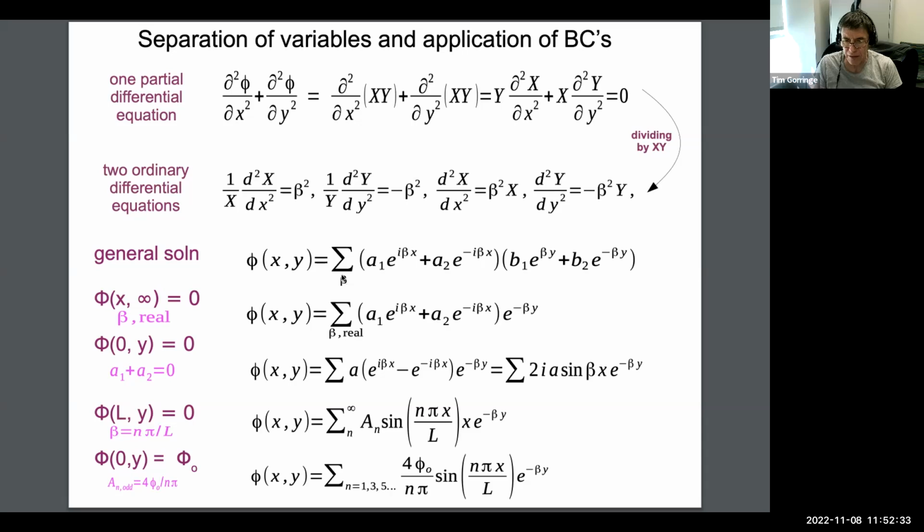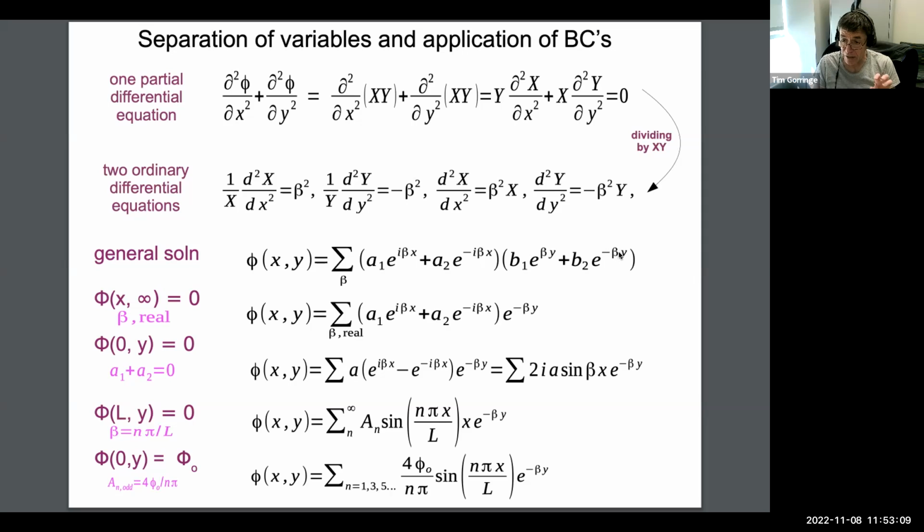Beta is this constant that emerged from separation of variables. You see that it's in the exponents here. It's a smooth, continuous variable at this stage. It too could take any values. Now, if you look here, I've written the x dependence as involving the imaginary exponential arguments and the y dependence as involving the real exponential arguments.